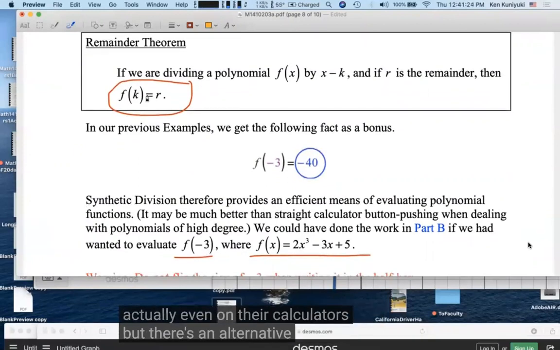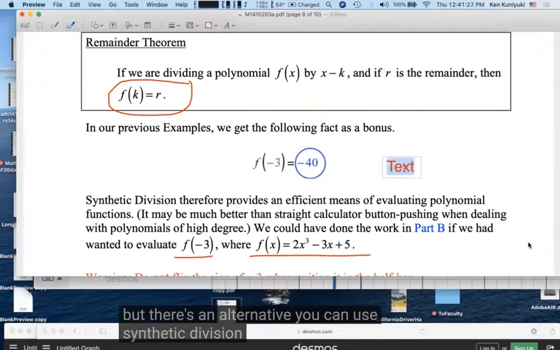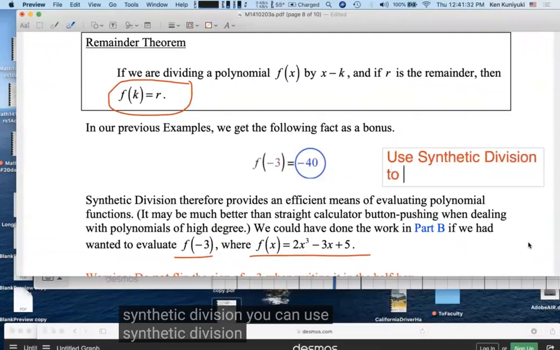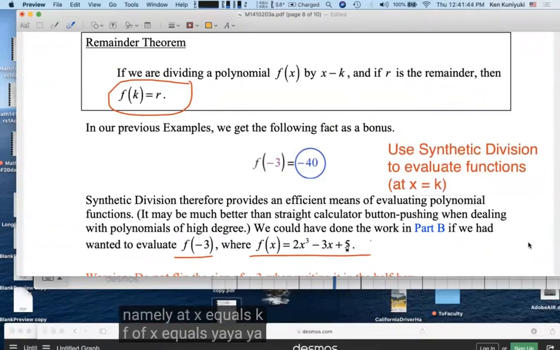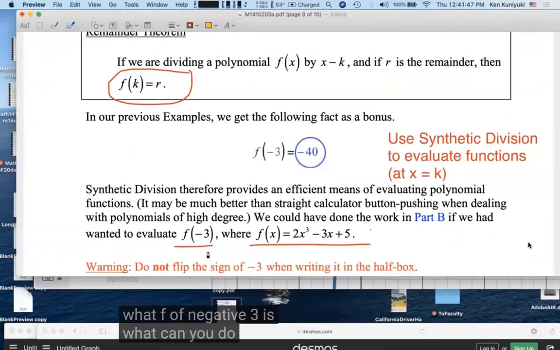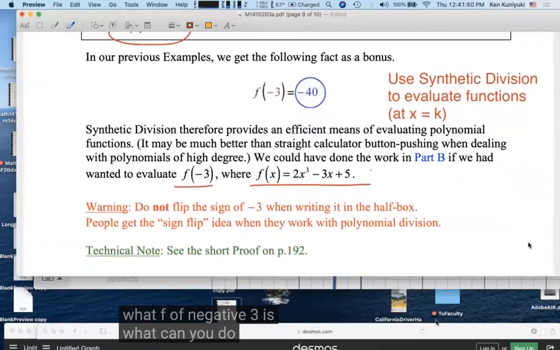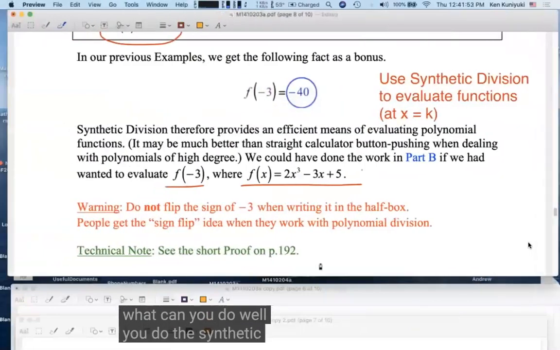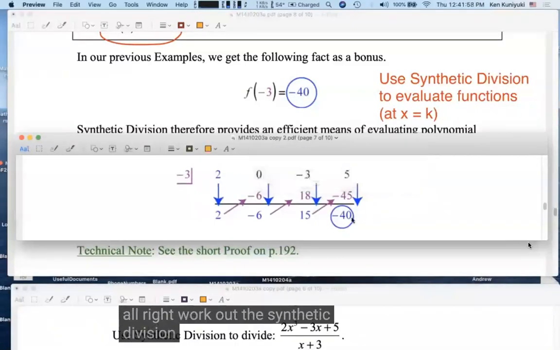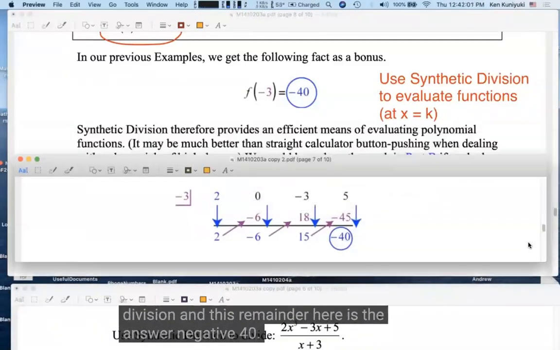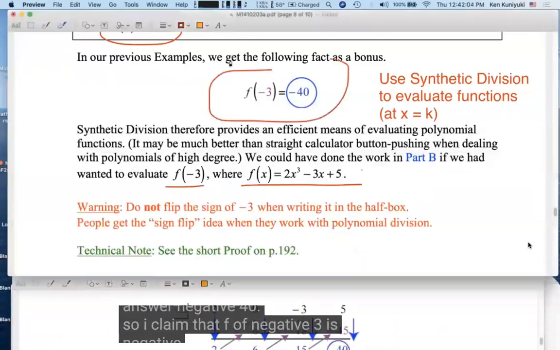But there's an alternative. You can use synthetic division to evaluate functions, namely at x equals k. F of x equals whatever. You want to know what f of negative 3 is. What can you do? Well, you do the synthetic division. You plug negative 3 into the dunk tank, work out the synthetic division, and this remainder here is the answer, negative 40. So I claim that f of negative 3 is negative 40.